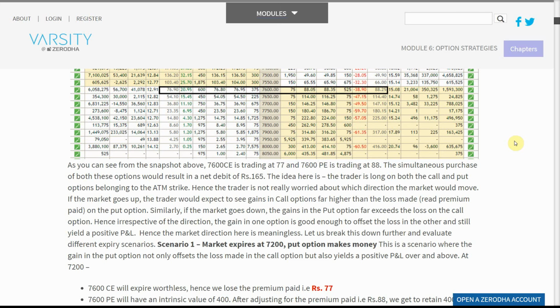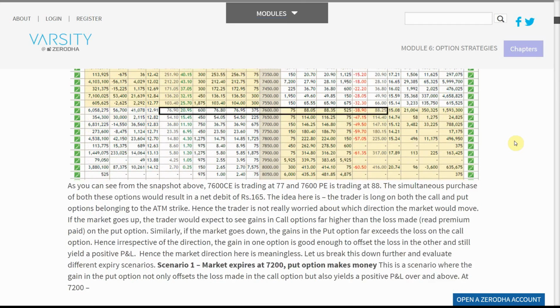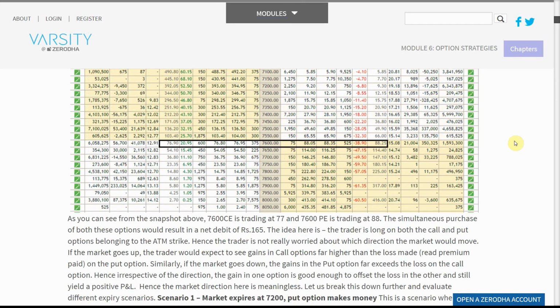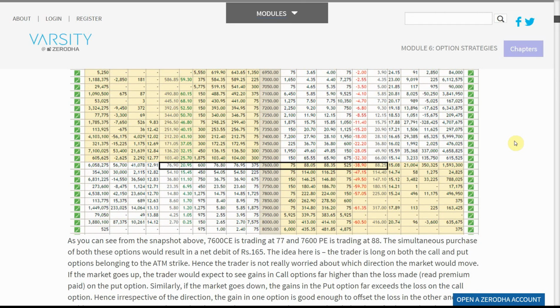Let us break this down further and evaluate different expiry scenarios. Scenario 1: market expires at 7,200. Put option makes money. This is a scenario where the gain in the put option not only offsets the loss made in the call option but also yields a positive P&L over and above.